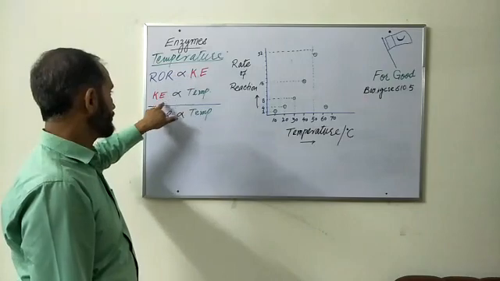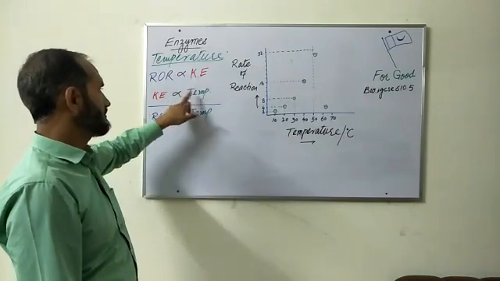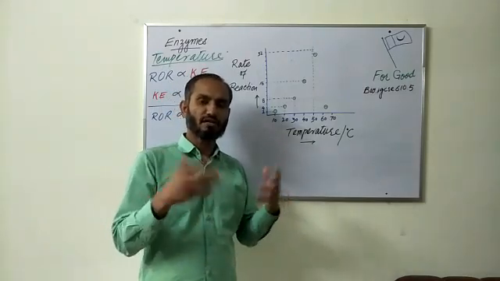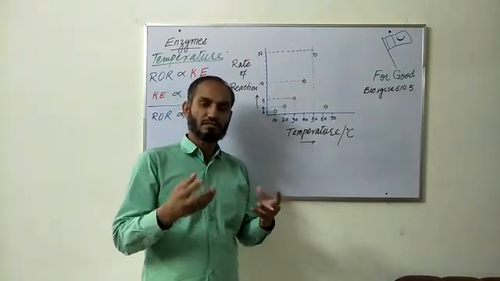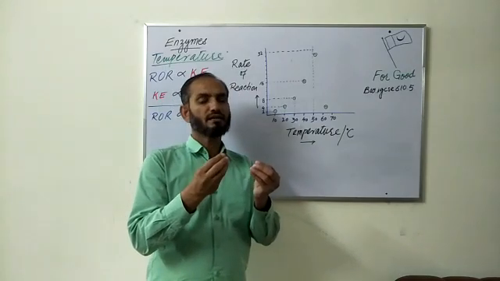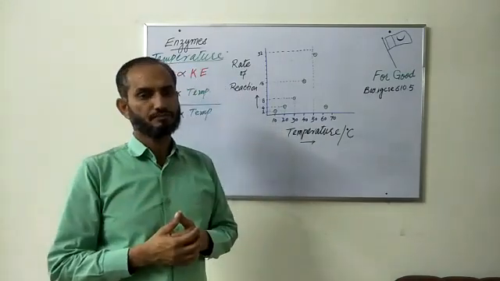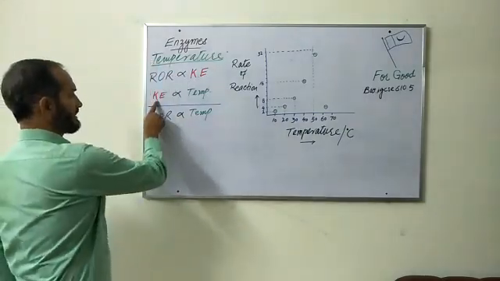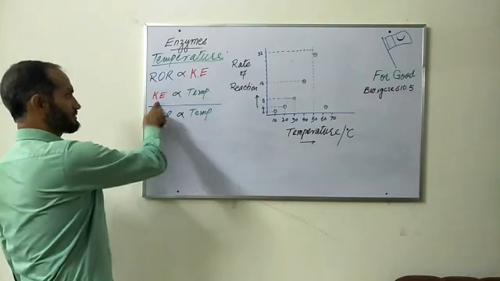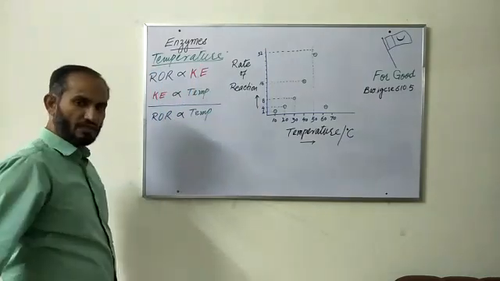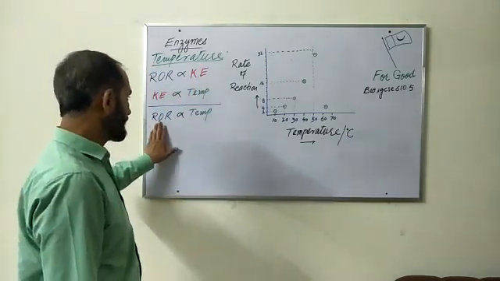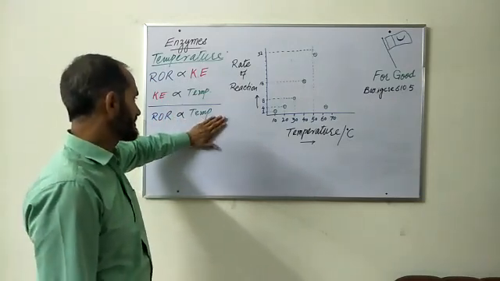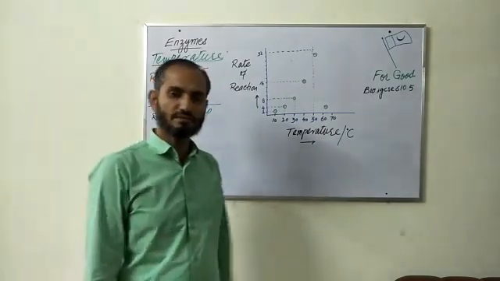But we also know that the kinetic energy is directly proportional to temperature. The particles, whether they are enzymes, substrates, atoms, ions, or molecules, are moving by getting energy from temperature. If we give more temperature, the substrate and enzyme molecules will get more kinetic energy. So the sum total of these two relationships is that the rate of reaction is directly proportional to temperature. If we increase the temperature, the rate of reaction will increase.